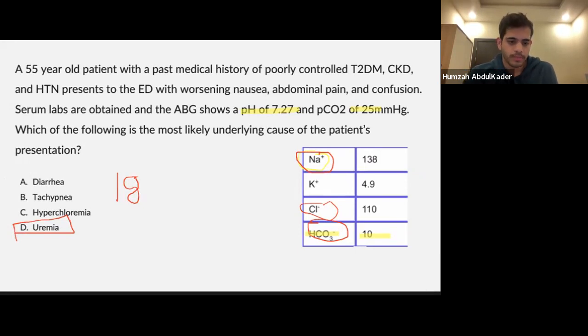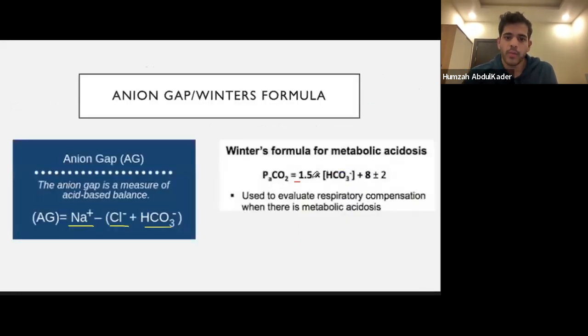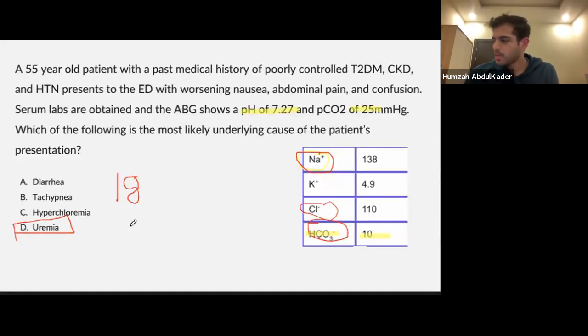Okay, so this is the Winter's formula right here, right? 1.5 times bicarb plus 8 plus or minus 2. Okay, so if someone has a calculator, we can do this. Do 1.5 times the bicarb, which is 10, which means that it is 15, right? Then we do 15 plus 8, right?